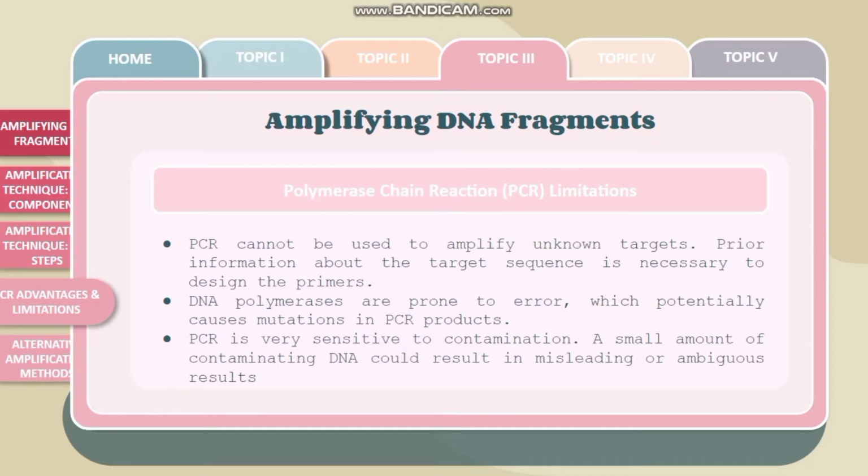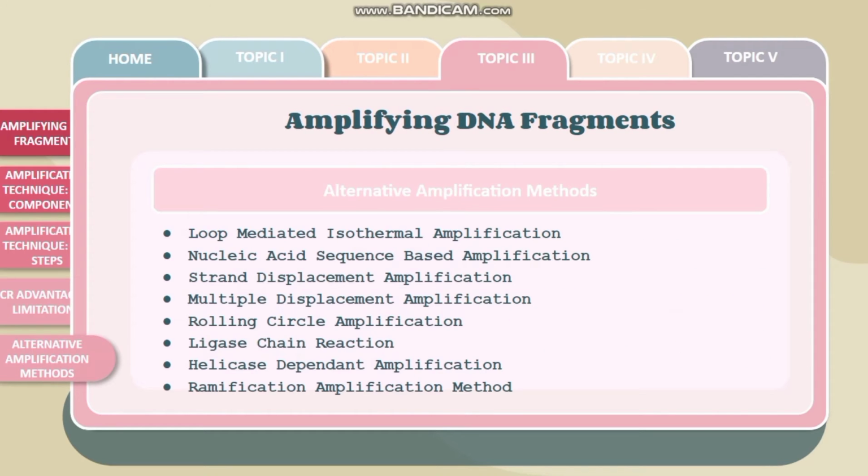As for the limitations, PCR cannot be used to amplify unknown targets. Prior information about the target sequence is necessary to design the primers. DNA polymerases are prone to error, which potentially causes mutations in PCR products. PCR is very sensitive to contamination. A small amount of contaminating DNA could result in misleading or ambiguous results.